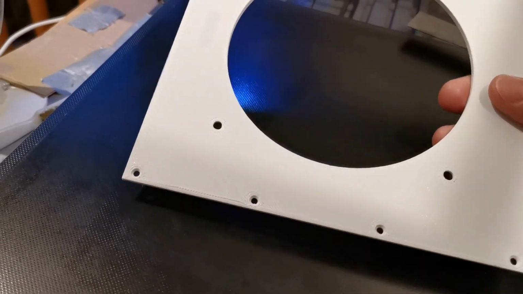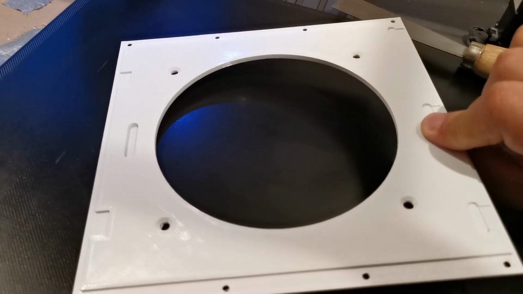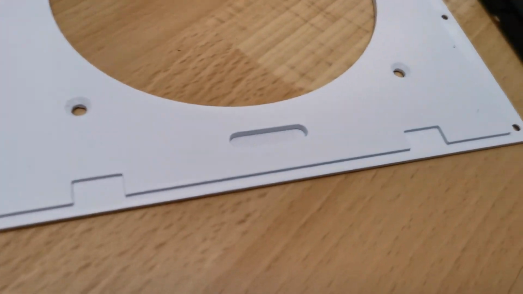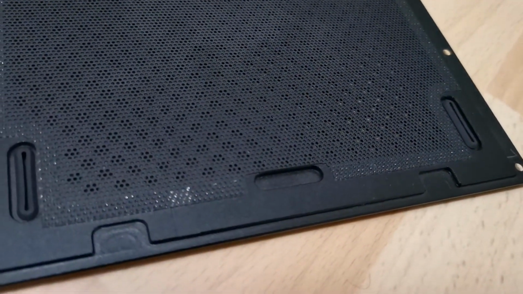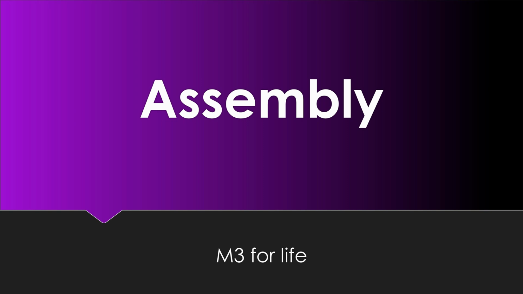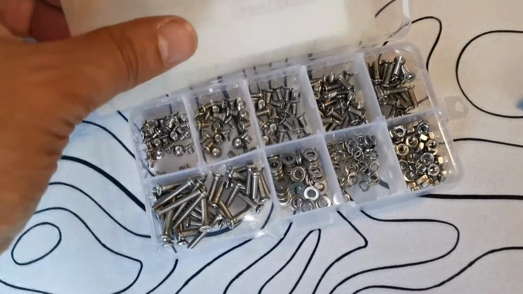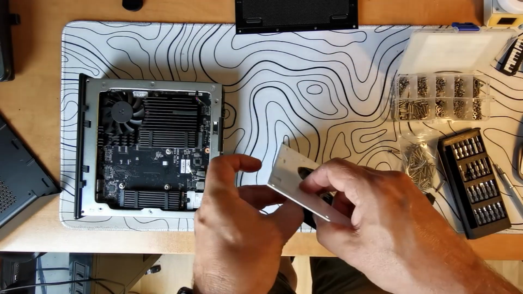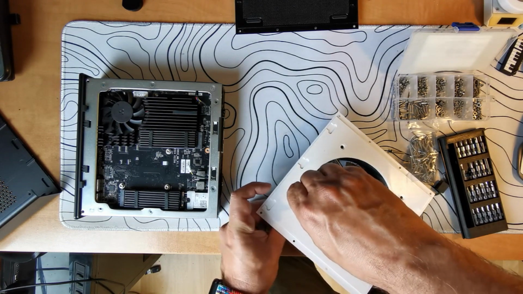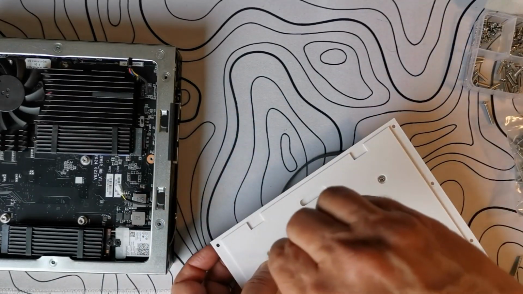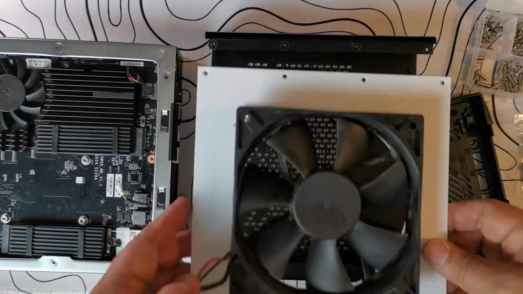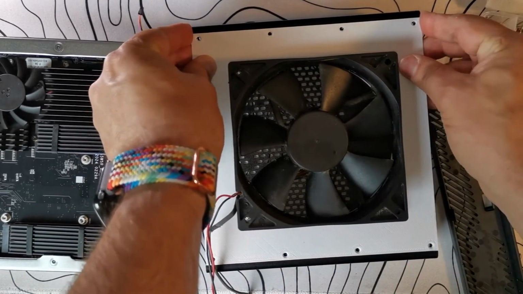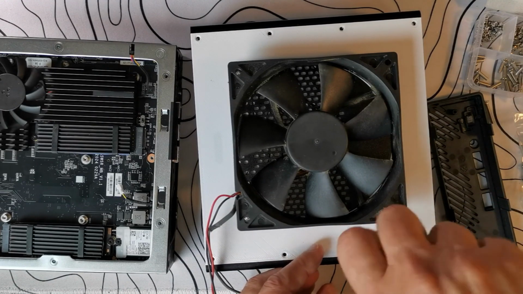It's done, it seems okay. Let's compare it to the factory side panel. It's nice to me. Let's get into the assembly with some M3 screws. Perfect. The alignment is correct. My measures were good.